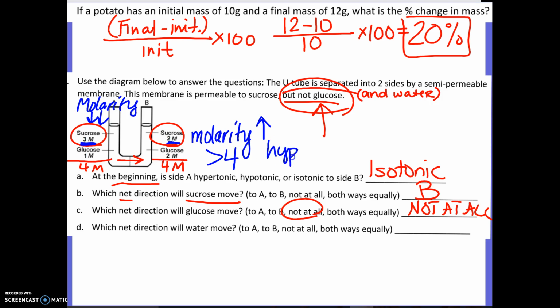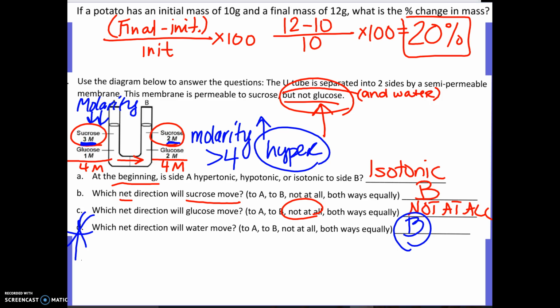Hyper. So now the right side has become hypertonic. Therefore, which way will water go? Towards side B. This is the hardest question. If you said both directions equally, I know why you said that. You said that because you were basing it on the initial concentrations.